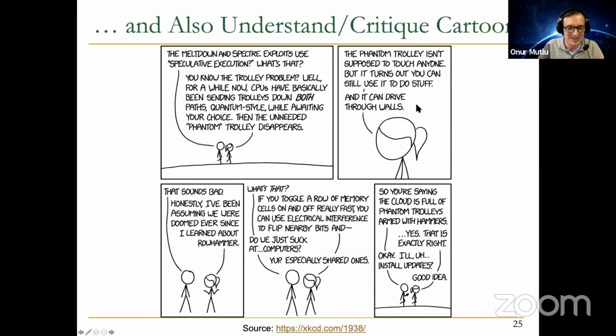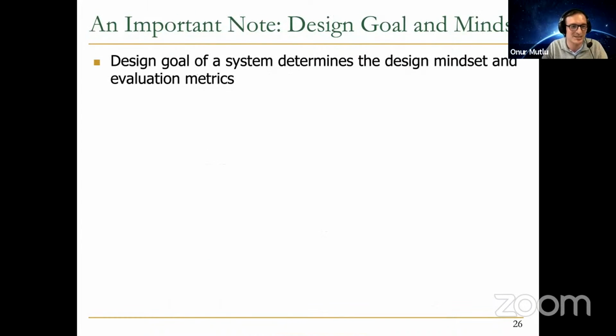Okay, basically, clearly, you can understand and solve the problem, but you can also understand and critique cartoons as well. So this is a cartoon from XKCD. I'm not going to go through this. You can actually go through this on your own whenever you want. It basically talks about this Meltdown and Spectre. I'm not going to also interpret it. I like this cartoon. It's a bit cryptic, but I like this part also, basically. It basically talks about Meltdown and Spectre and speculative execution and what's that. And then this girl over there says, honestly, I've been assuming we were doomed ever since I learned about RowHammer. And that's probably true. That's kind of a good interpretation of how the events unfolded over time.